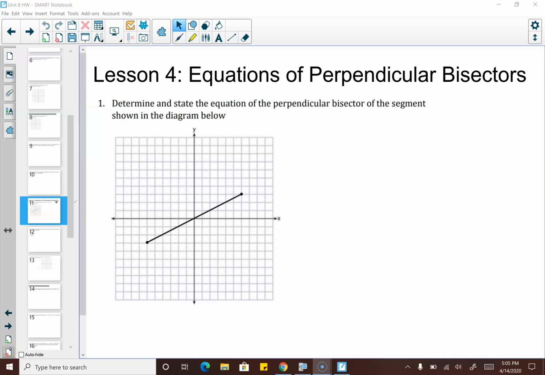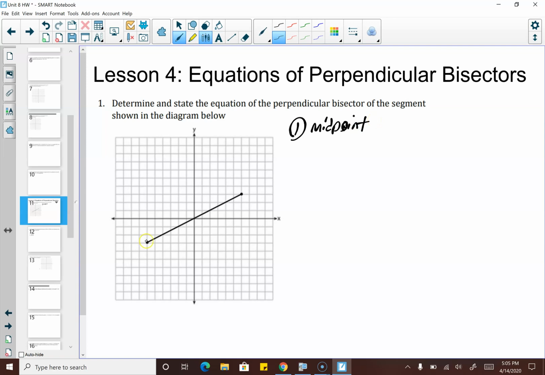For lesson 4's homework, we're going to continue our work with our equations for our perpendicular bisectors. So if we look at this first one here, we want to determine and state the equation of the perpendicular bisector of the segment shown in the diagram below. So if you remember, there are 4 things to do, and the first one is to find our midpoint.